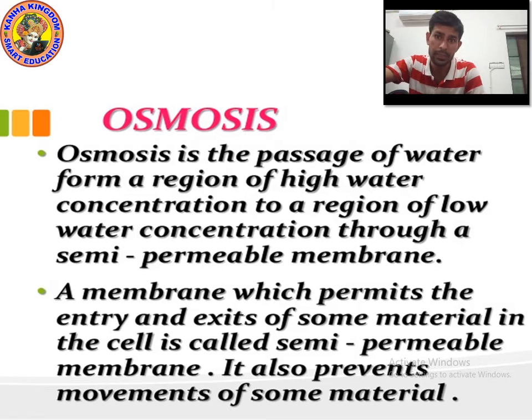In diffusion generally gas passes, but in osmosis liquid, which means water, passes from the higher concentration region to the lower concentration region. So osmosis is the passage of water from a region of high water concentration to a region of low water concentration through a semi-permeable membrane. What kind of membrane? Semi-permeable membrane. What is a semi-permeable membrane?